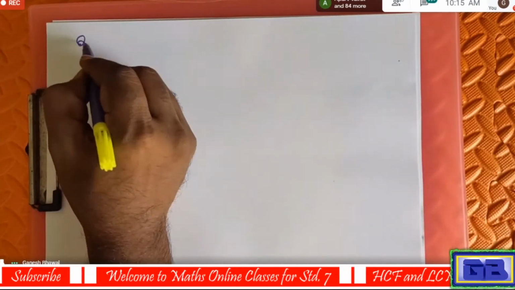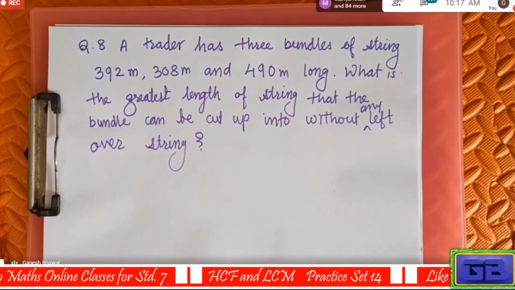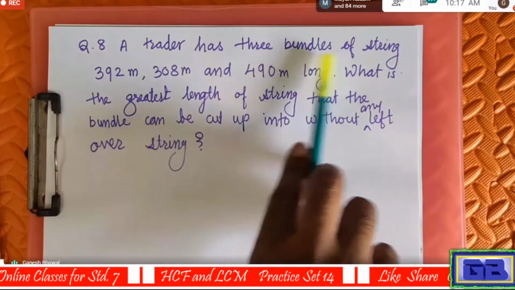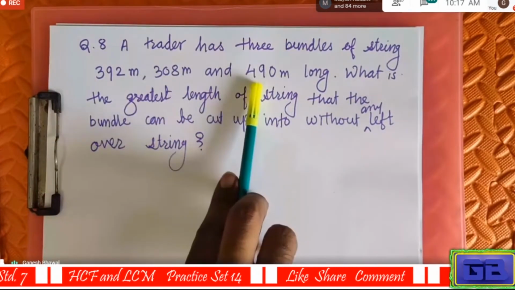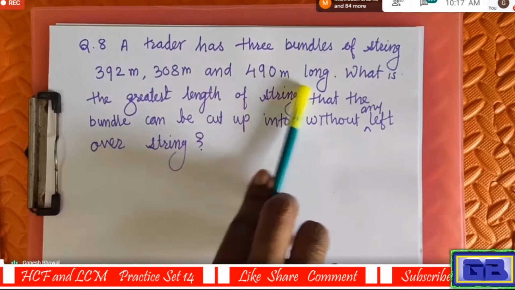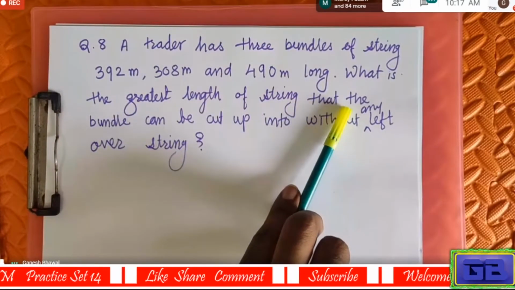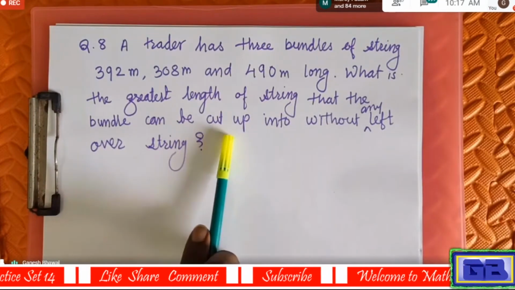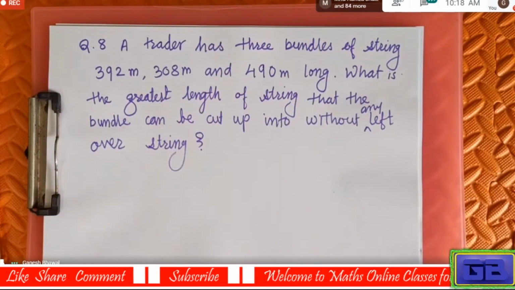Question number 8. A trader has 3 bundles of string, 392 meter, 308 meter, 490 meter long. What is the greatest length of a string that the bundle can be cut up into without any leftover string?